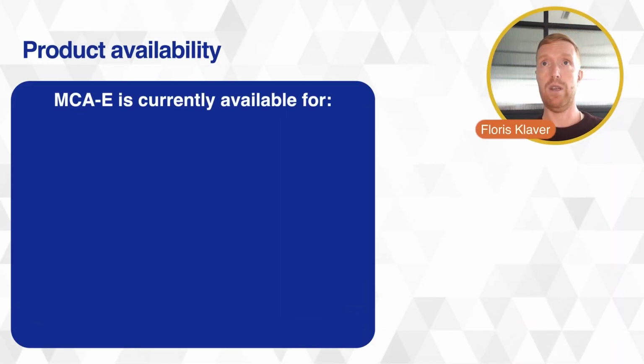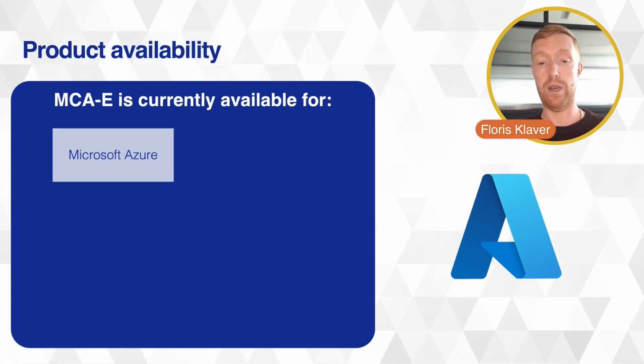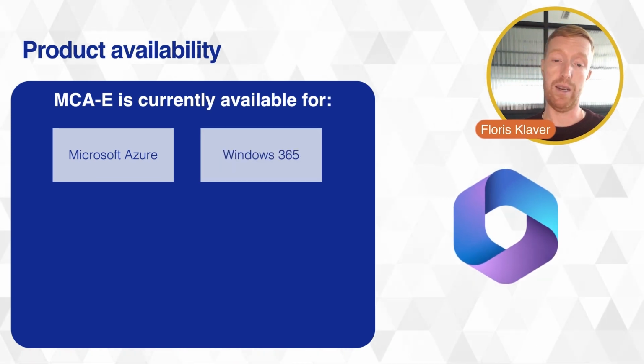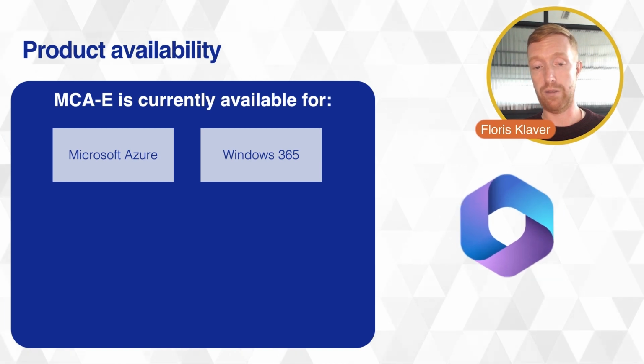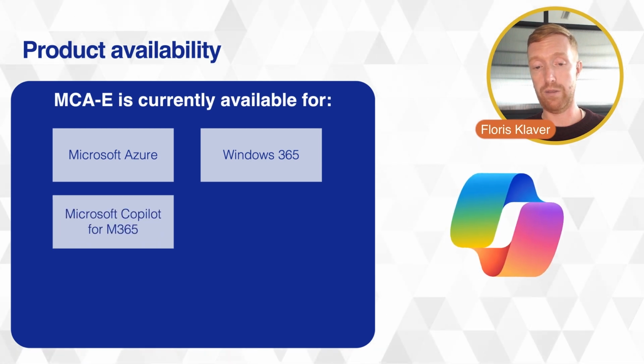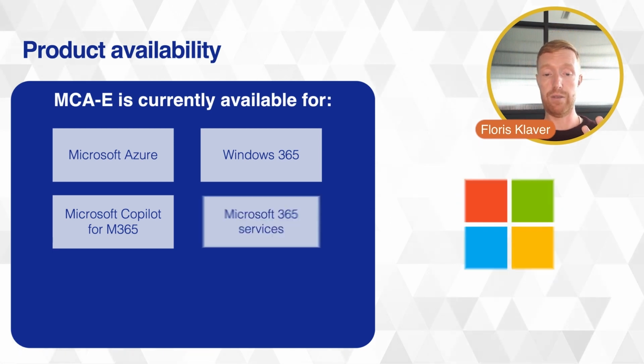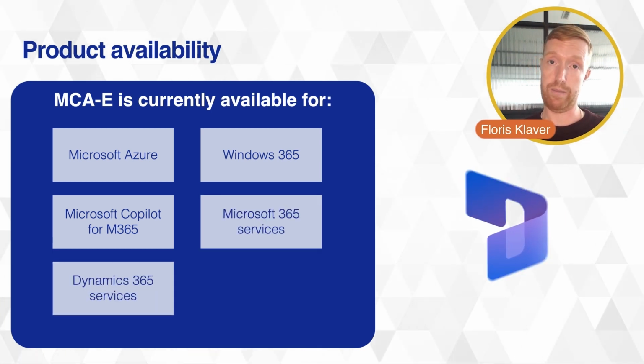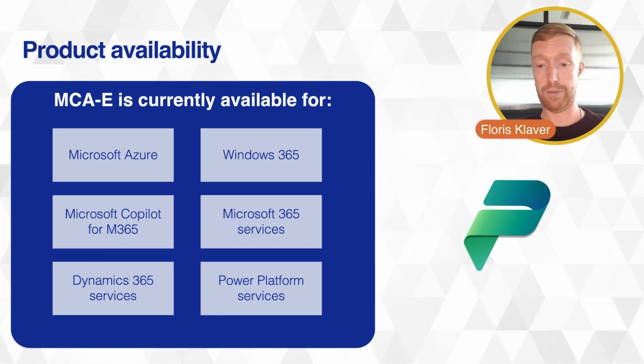When we look at the Microsoft Customer Agreement, one thing that everybody is always asking is what products are available. And I want to take some time to go through this. What you immediately can see is that many, if not all, of the cloud services, or at least the building blocks, are available. Whereas it used to be available just for Microsoft Azure, Microsoft has added Windows 365 at a later stage, added Microsoft Copilot and 365, and now also made it possible to add Microsoft 365 services, Dynamics 365 services, and Power Platform services.